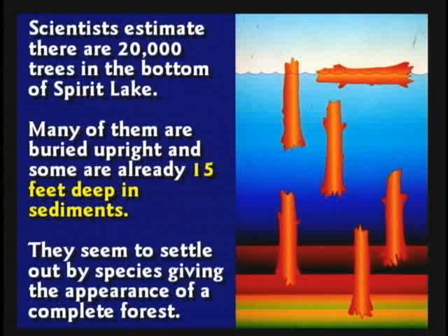Okay, these trees are floating to the bottom of Spirit Lake. They settled out by species, which was very interesting. The Douglas fir trees would settle out at the same time. Later, the pine trees would settle out. Very interesting the way they settled, because the wood density would be similar for these different species of trees, and so they would absorb water at roughly the same speed, and so they would settle out in layers.